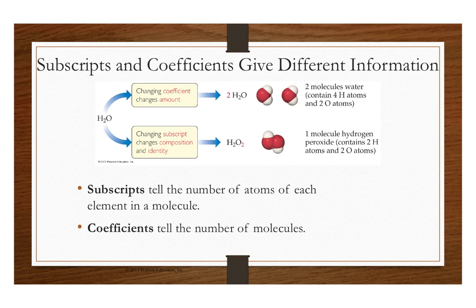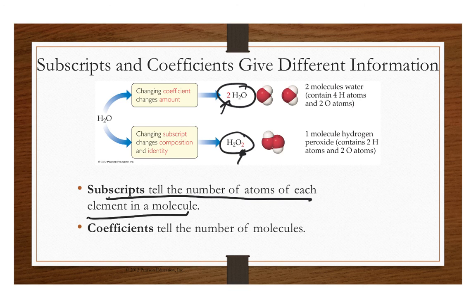At this point, it is important for us to stop and note the different numbers that we find in chemical equations. Okay. We have coefficients, which we put out in front. We have subscripts, which we put down below. And again, just to remind us that the subscripts tell us the number of atoms of each element in a molecule or a formula unit. The coefficients tell us the number of molecules or the number of formula units involved.